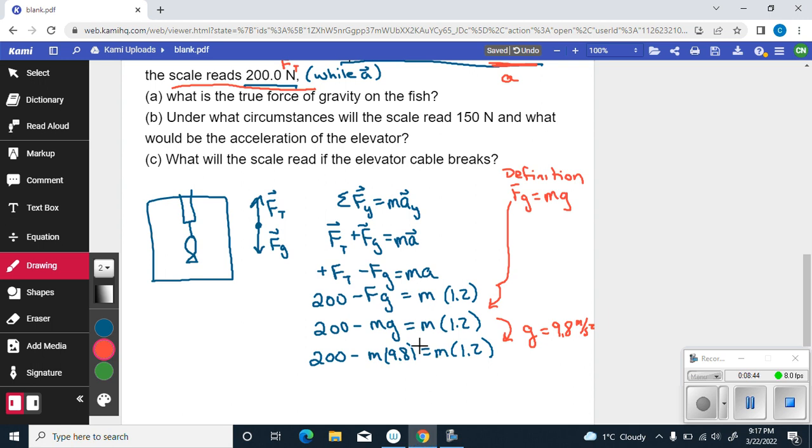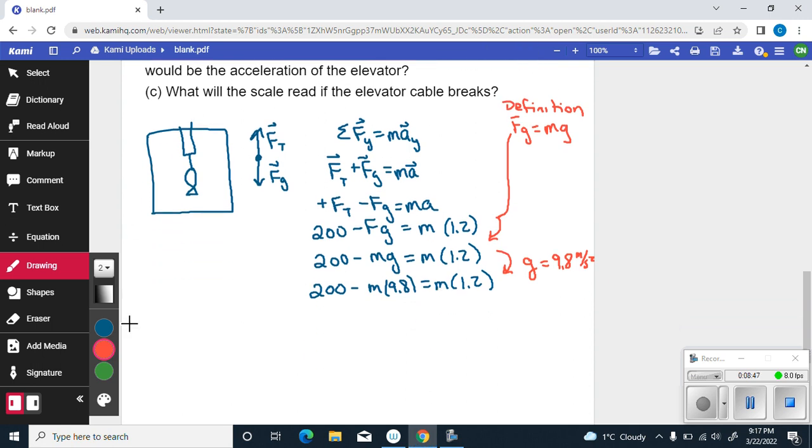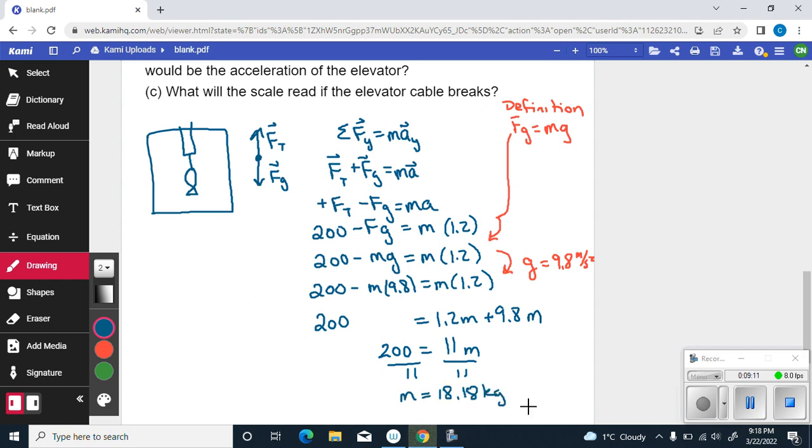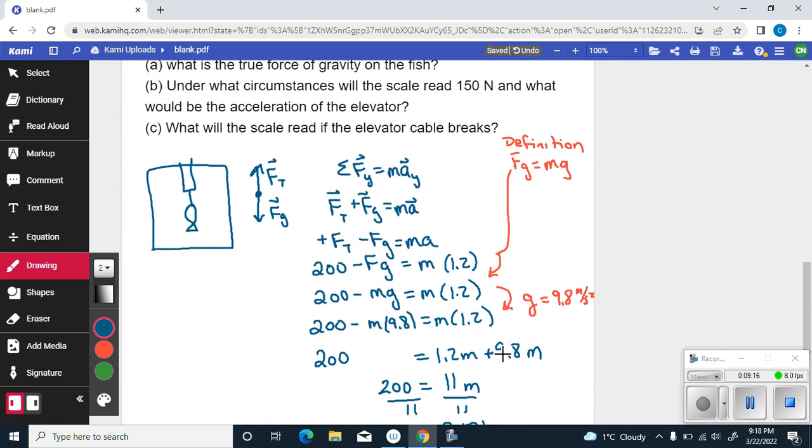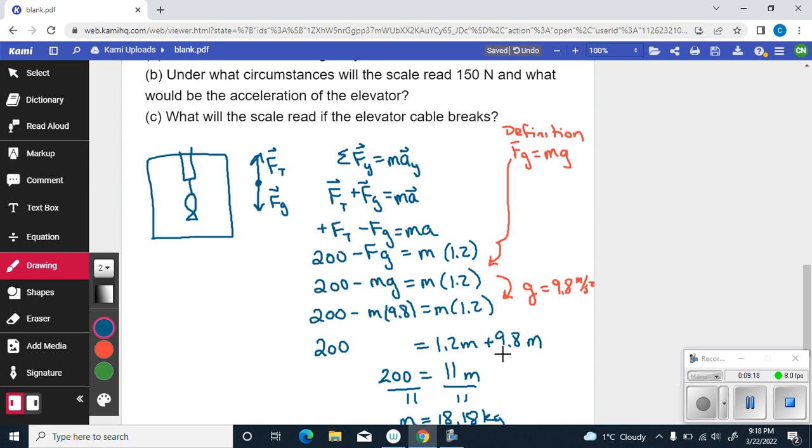Oh, so let's rearrange, collect like terms. So let's see, that's 200 is going to stay. I'm going to bring this to the other side. So that's going to equal 1.2 m plus 9.8 m. So 200 is going to equal, what's that, 10, 11? 11m? Divide both sides by 11. I don't know, what do you get? I get 18.18. So my mass is going to be equal to 18.18 kilograms. So that's helpful. That's helpful for sure. Now I know my mass.